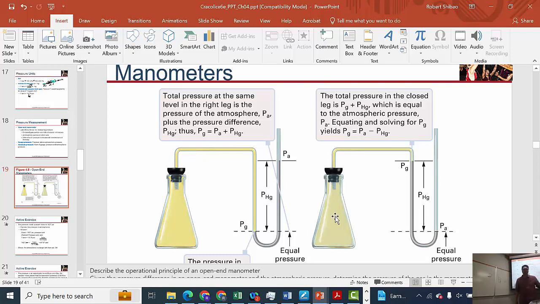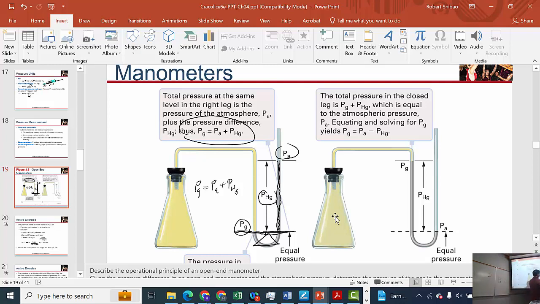And so what we do is we set them equal. That is, we want the left side to equal the right side on this balance here. And so in order to do that, we get that the pressure of the gas, this one, is equal to the pressure of the air up here, plus the pressure of this liquid mercury here that's pushing down on there. And so that's plus the pressure of the mercury liquid. And so we end up with this equation here.